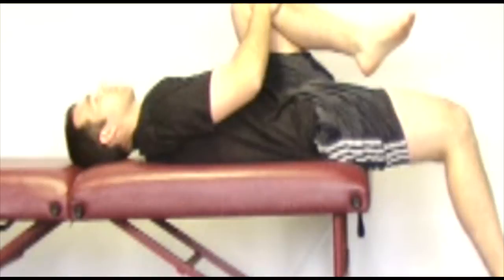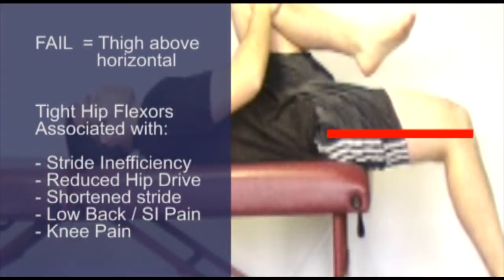Under normal circumstances, your thigh should be able to reach horizontal or slightly below, and your right and left sides should be the same. If this does not occur, it is an indication that your hip flexor muscles are too tight and may be restricting your running stride.